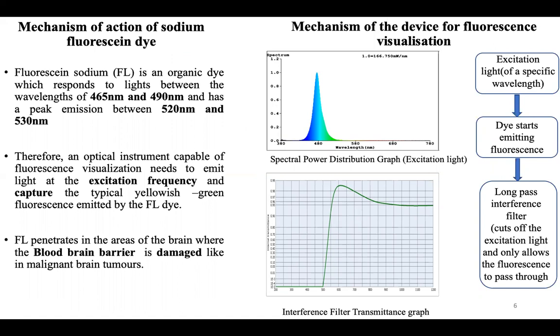Therefore, an optical instrument capable of fluorescein visualization needs to emit light at the excitation frequency and capture the typical yellowish green fluorescence emitted by the fluorescein dye. Fluorescein penetrates the areas of the brain where the blood-brain barrier is damaged, like in a malignant brain tumor. The graph on the right shows the basic working principles of the system.